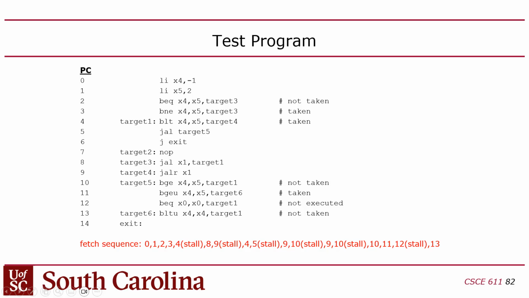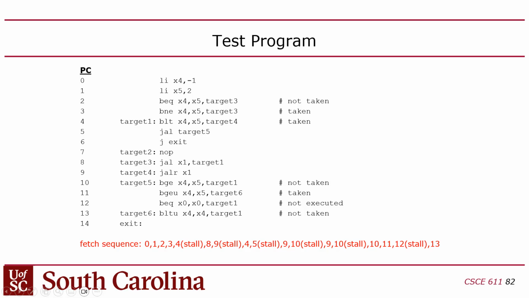So then we're going to go to 3. And 3 says branch if not equal, X4, X5. Obviously they are not equal, so we're going to take that branch, but it's delayed. So the program counter will actually go to 4, which is the fall through, before it goes to the target, which was target 3, it says 8, right? So if you come down here, this is the correct fetch sequence.